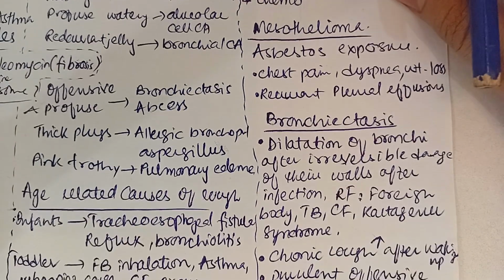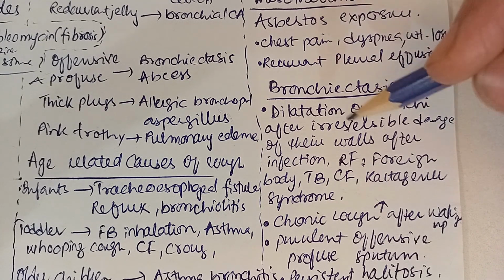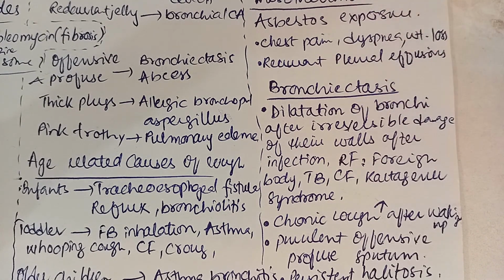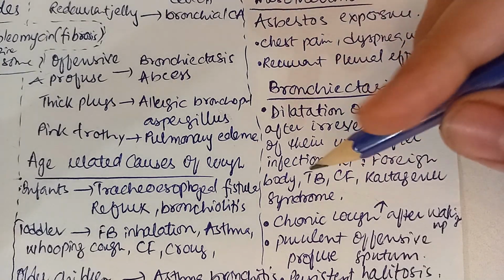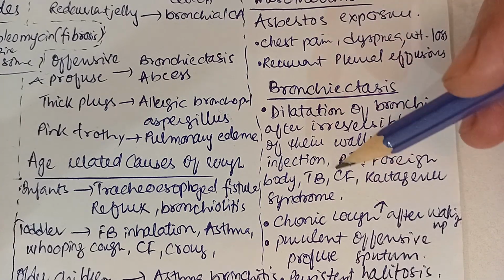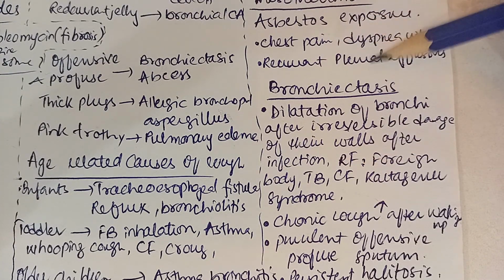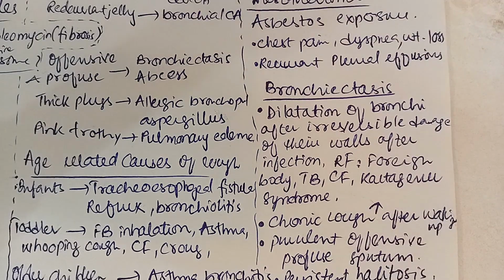Then a very difficult diagnosis, which is bronchiectasis. Bronchiectasis is usually dilatation of the bronchi after irreversible damage of their walls after any infection, or repeated infections. Risk factors include foreign body inhalation, history of TB, cystic fibrosis, cartilage deficiency syndrome, and repeated infections. These disorders can predispose a patient to bronchiectasis.